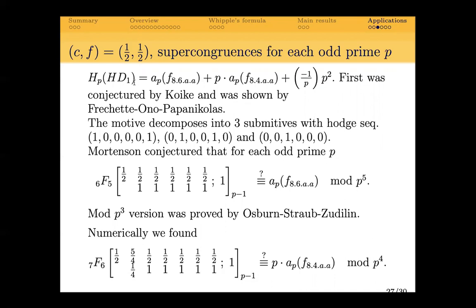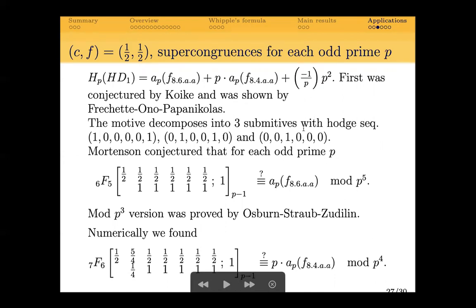The Hodge sequence, the corresponding Hodge sequence will be 1, 0, 0, 0, 1 for the first one because it's weight 6. And the second one is weight 4, with a Tate twist, so it's 0, 1, 0, 0, 1, 0. And the last one is 0, 0, 1, 0, etc.